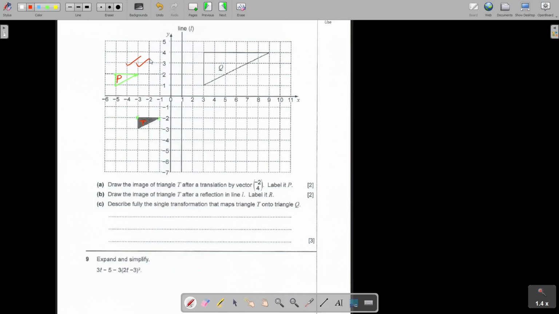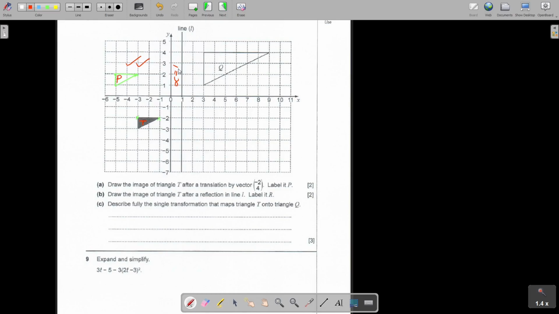Then draw the image of triangle T after a reflection in the line L. Now, very nice, they gave you the line. But just for practice, what is this line? It cuts the x-axis and it cuts it at 1, so it's the line x = 1. Where it cuts the x-axis, it's x. If it cuts the y-axis, then it's y equals. Okay. Now, they say it's a reflection in this line.